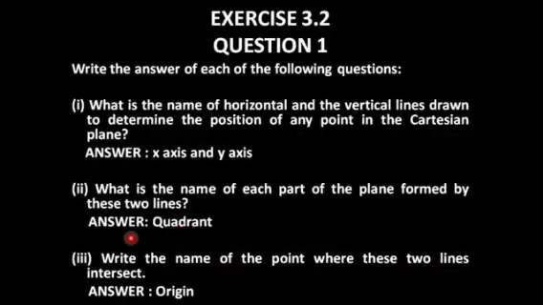Coming to the third sub-question of question number 1 of exercise 3.2. The question is, write the name of the point where these two lines intersect. Here, these two lines actually refer to the horizontal and the vertical lines, that is the x and the y axis. So what do we call the point where these two axes intersect? Yes, the correct answer is origin. So origin is the point where these two lines intersect.